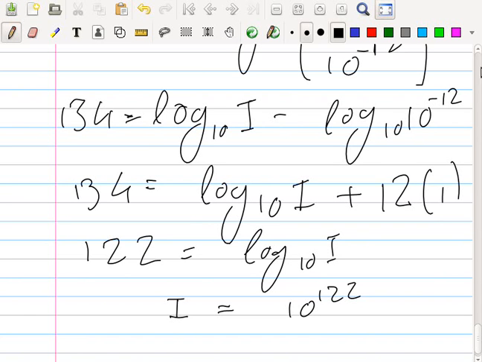10 to the power of 122. Whoa, that's too big for the calculator. Can anybody type this in on the calculator and get an answer? No, we'll just get a math error. It doesn't even simplify it. Alright, I've made the numbers way too big. So we'll just have to leave it there, okay? It's 10 to the power of 122, right?